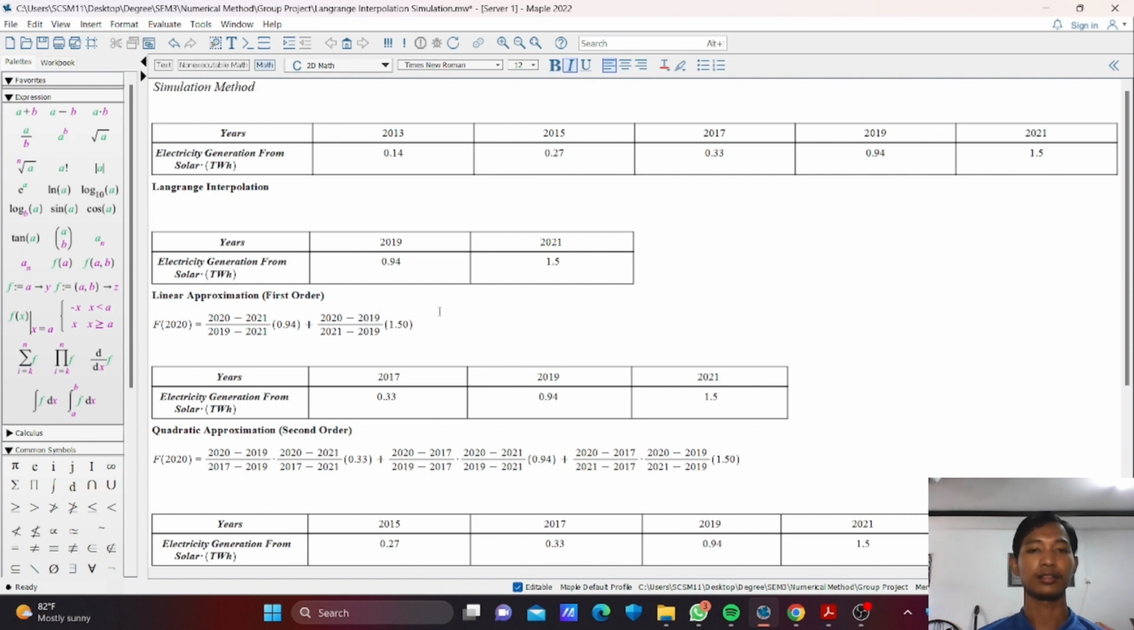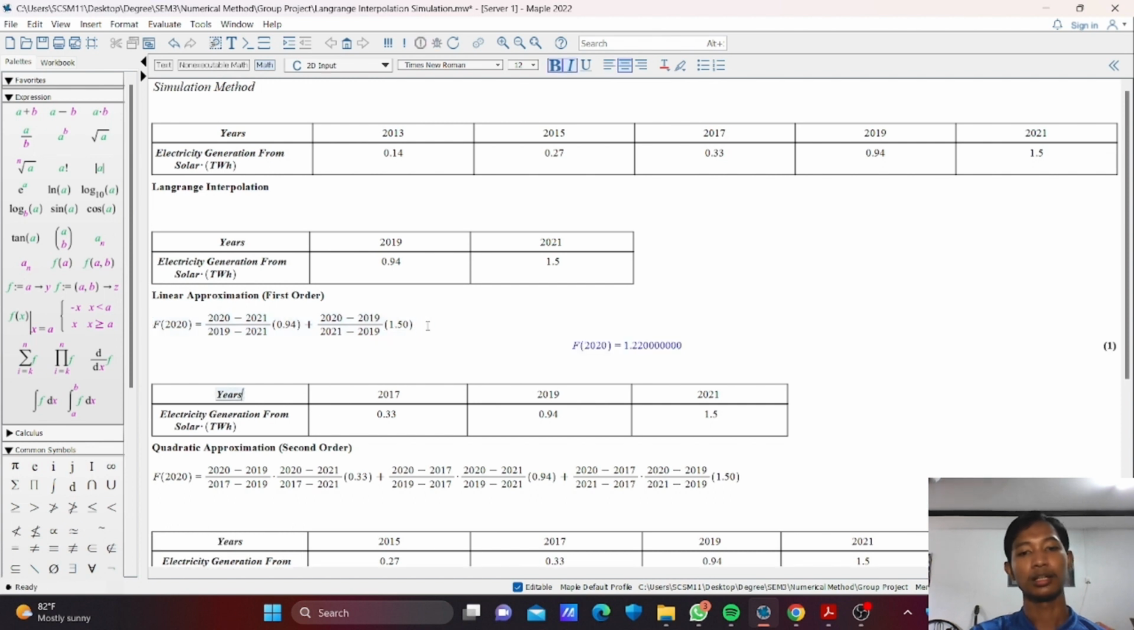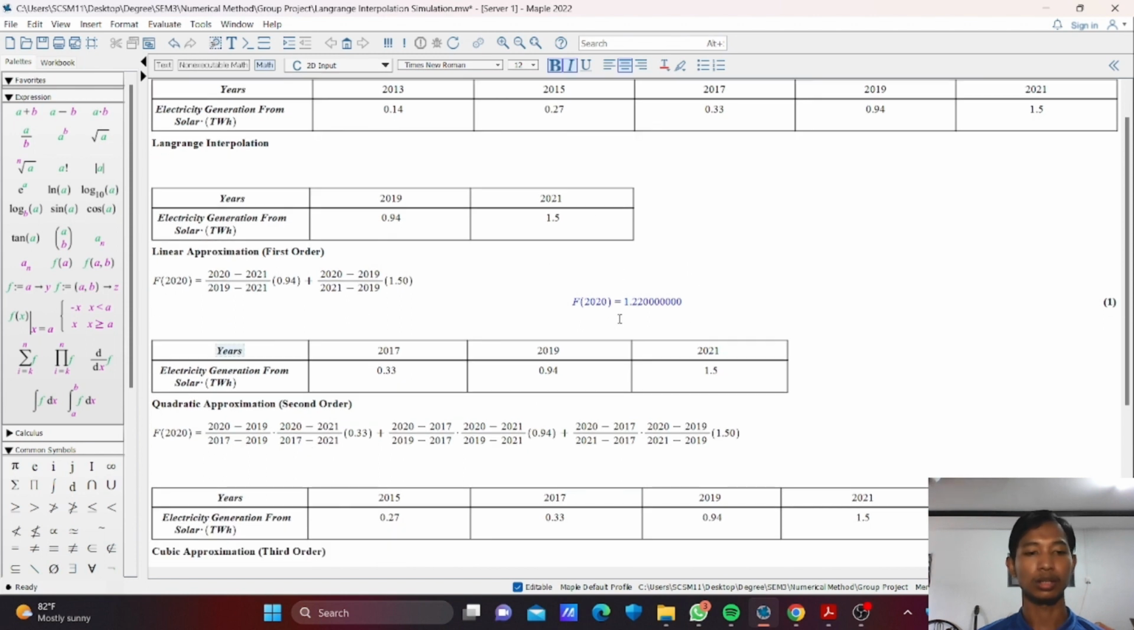So as stated in the manual calculation, there is the linear approximation formula. In here, we just need to put the linear approximation formula in based on the data chosen. When we input the formula, the software will give the answer. The answer for the linear approximation is 1.22. So this is the same answer as the manual calculation.